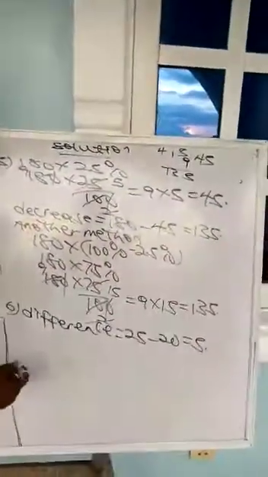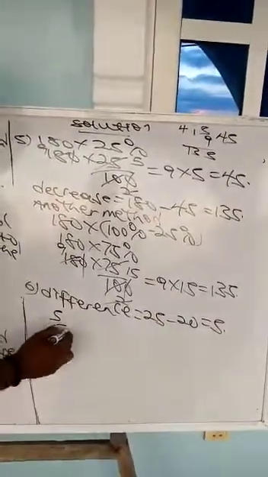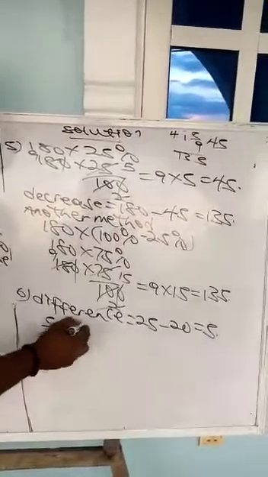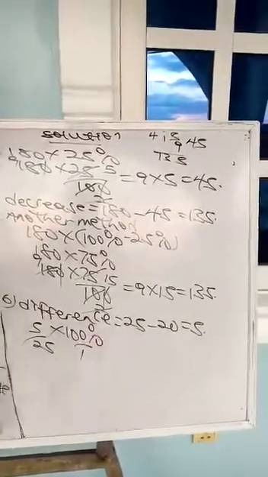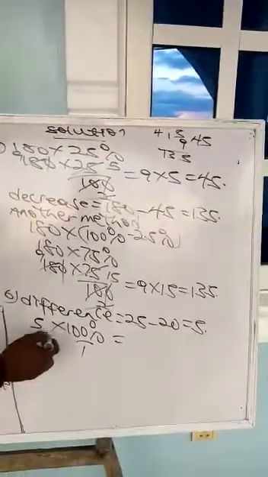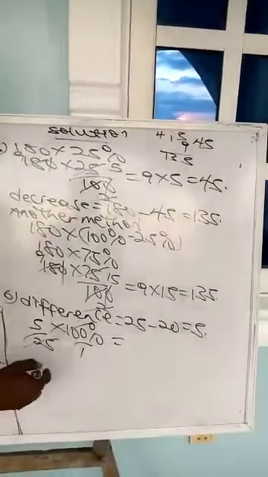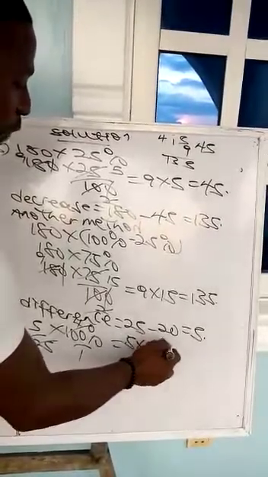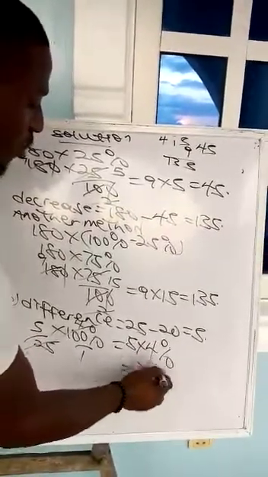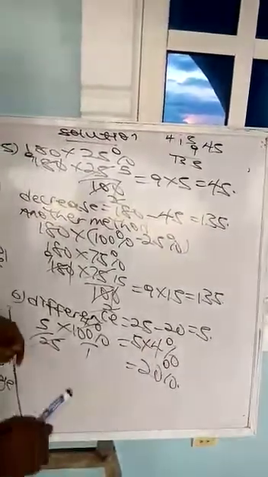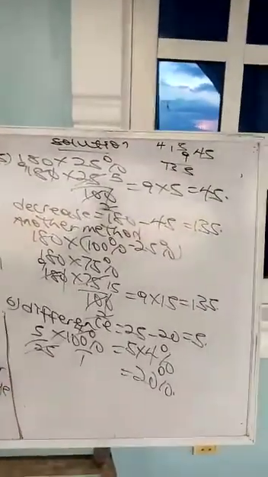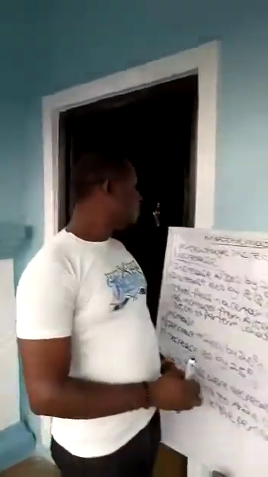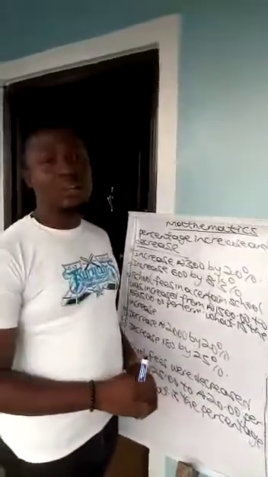So percentage decrease now is going to be 5 over 25 times 100% over 1. That will simply give us 25 can go into 100, that will be 4. Then we have 5 times 4%. That is going to give us 20%.